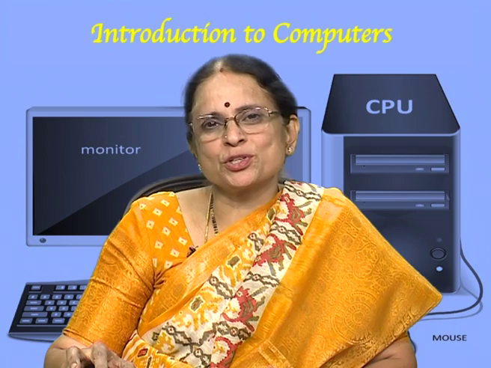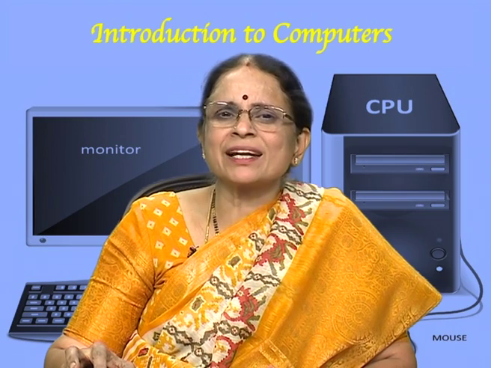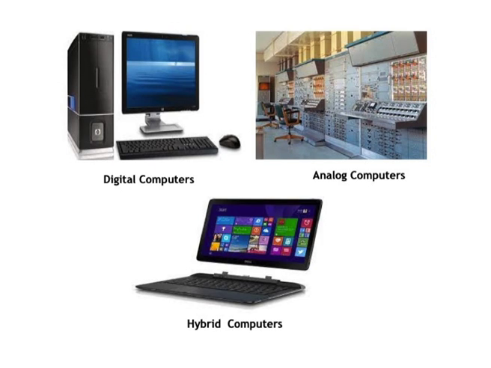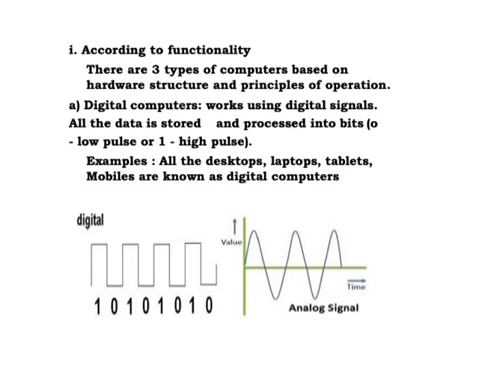Let's see the classification of computers. Computers are classified as follows: according to their functionality, according to their capability, according to their purpose. According to functionality, we have digital computers, analog computers, and hybrid computers. Digital computers use only digital signals. All the data is stored and processed in terms of bits. Examples of digital computers are all the desktops, laptops, tablets, and mobiles.